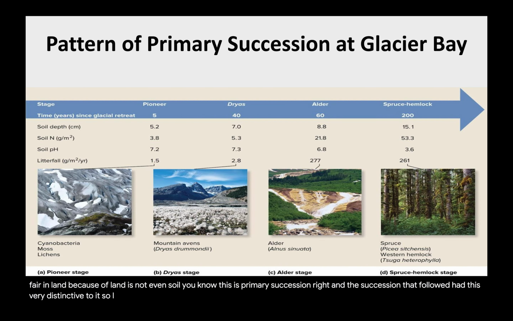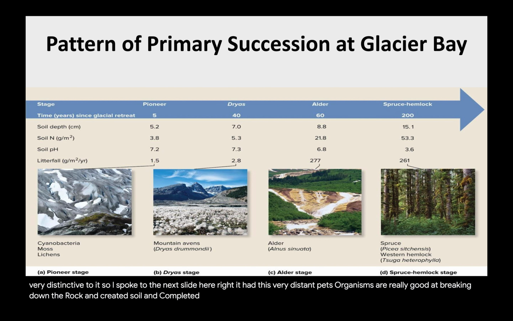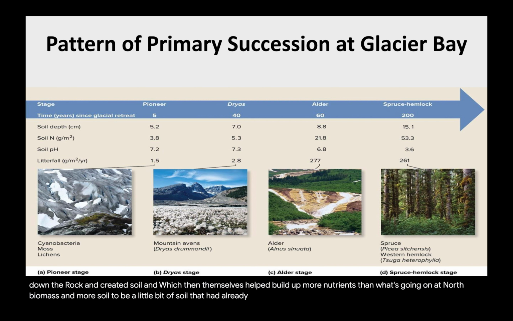So if I flip to the next slide here, it had this very distinct pattern where at first we might have had cyanobacteria, moss, and lichen colonizing on the rocks. These organisms are really good at breaking down the rock and creating soil. Well, now once there's soil created, other individuals can come in, like these plant species, these mountain avens. They were able to utilize that soil that was created and come into this community, which then themselves help build up more nutrients in the soil, add more biomass, add more soil to the little bit of soil that had already existed, which allowed this alder species to come in and colonize.